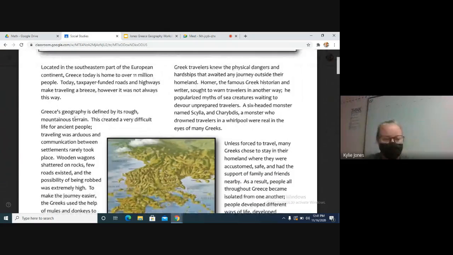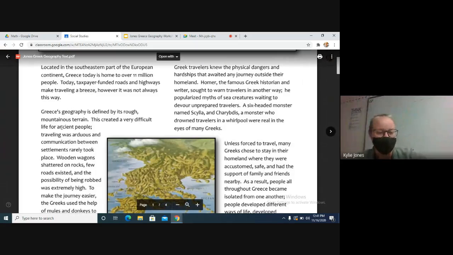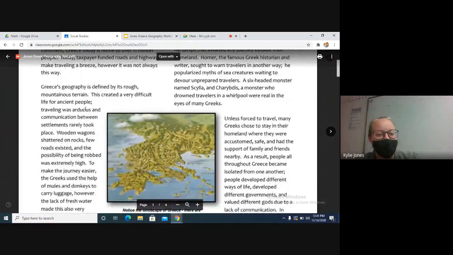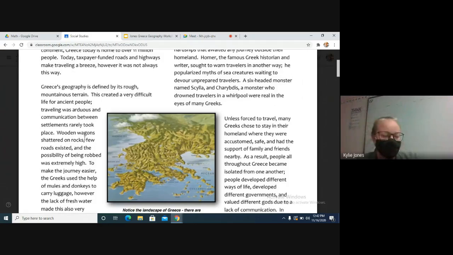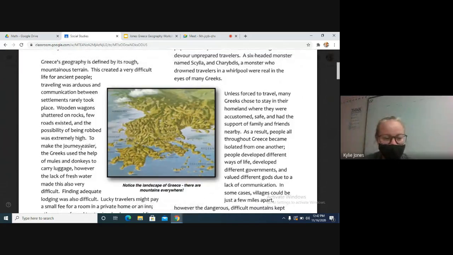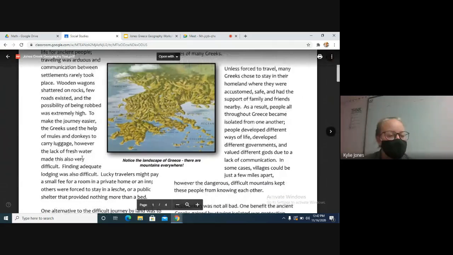Greece's geography is defined by its rough, mountainous terrain. This created a very difficult life for ancient people. Traveling was arduous, which means hard, and communication between settlements rarely took place. Wooden wagons would shatter on the rocks, very few roads existed, and the possibility of being robbed was extremely high. To make the journey easier, the Greeks used the help of mules and donkeys to carry luggage.